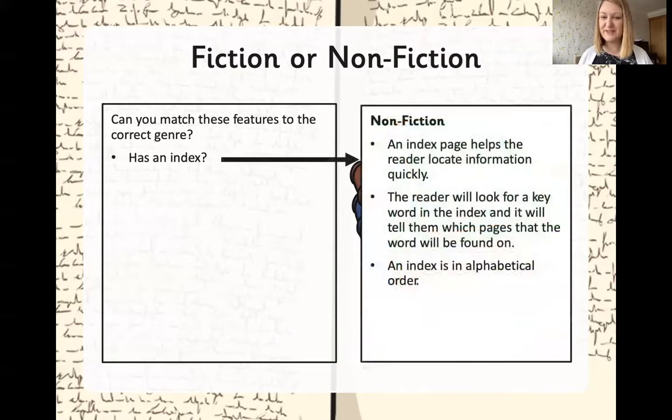It is non-fiction. An index page helps the reader locate information quickly, and the reader will look for a keyword in the index and it will tell them which page the word will be found on. An index is in alphabetical order. Well done. Right, are you ready for the next one?